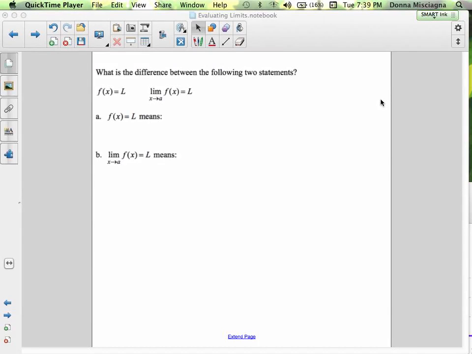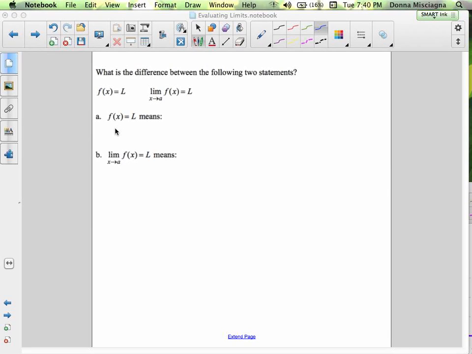Welcome. Now we're going to be looking at evaluating limits analytically. But first, let's look at this statement. What's the difference between the following two statements? f of x equals L, and the limit of f of x as x approaches a equals L. I want you to include this in your notes, and it's very important that you know the distinction between these two statements.